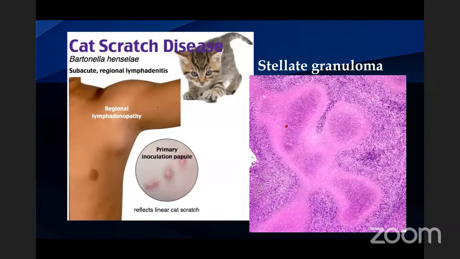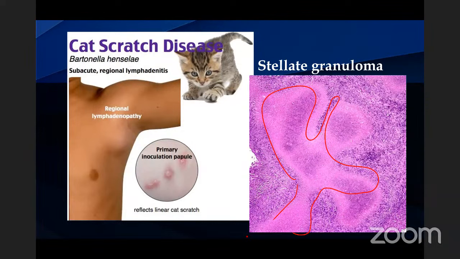Cat scratch disease is basically caused by Bartonella henselae, and it has a star-shaped granuloma, which you should be very, very clear about. So that is stellate granuloma. It can go in various directions because the central part of the granuloma contains abscess. Please remember, when I say necrotizing lymphadenitis, it means any necrosis.